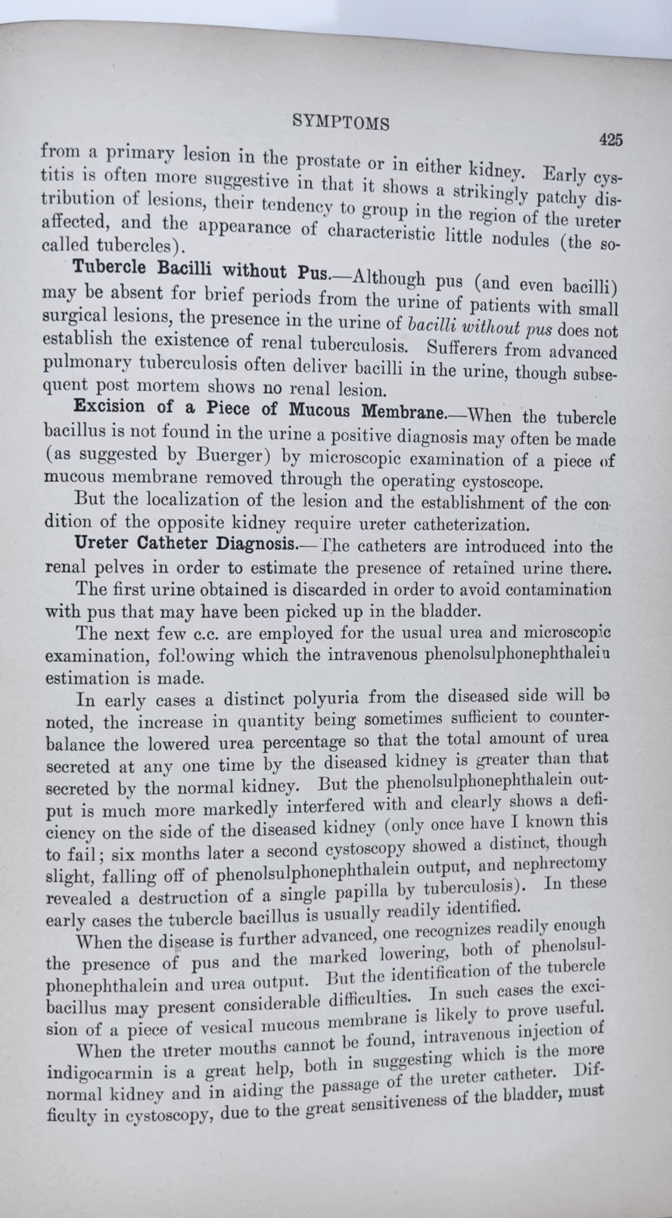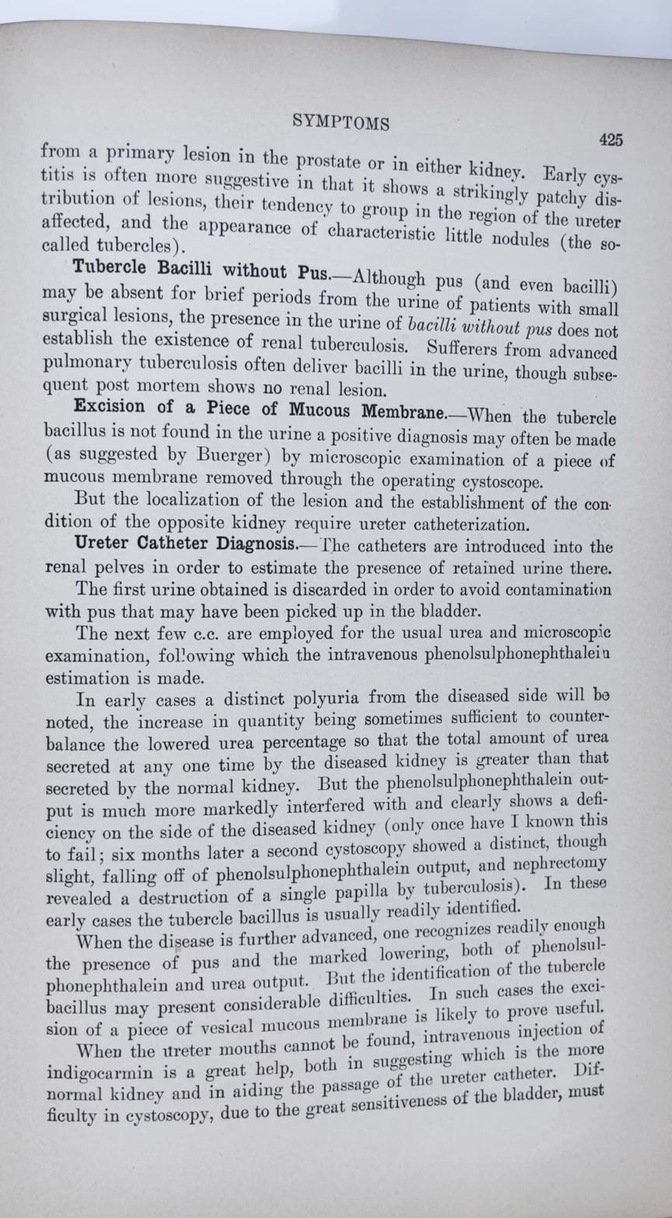When the disease is further advanced, one recognizes readily enough the presence of pus and the marked lowering, both of phenylsulfonephthalein and urea output. But the identification of the tubercle bacillus may present considerable difficulties. In such cases, the excision of a piece of vesical mucous membrane is likely to prove useful. When the ureter mouths cannot be found, intravenous injection of indigo carmine is a great help, both in suggesting which is the more normal kidney and in aiding the passage of the ureter catheter.